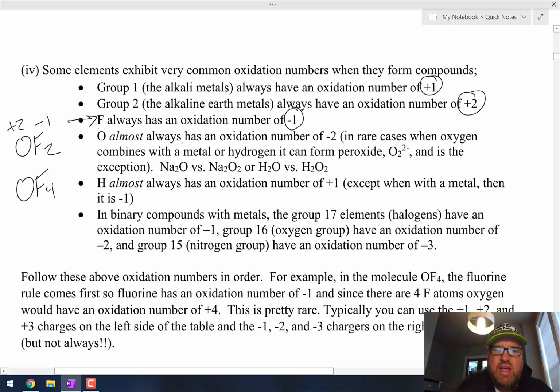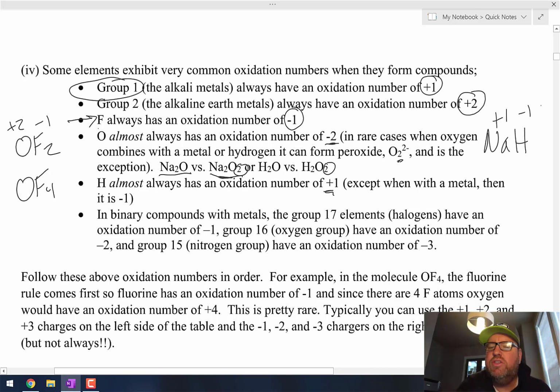Okay, oxygen has an oxidation number of -2 unless it's a peroxide. So like Na2O versus Na2O2. Anytime you see that O2 at the end, that's usually a good indicator that it's a peroxide. And then oxygen, because there's 2 of them, really has an oxidation number of -1. Okay, hydrogen is pretty much always +1 unless it's with a metal. So like NaH, remember that rule comes first. The sodium rule comes first, so that's +1. So hydrogen's -1. So when it's with a non-metal, basically, hydrogen is +1. When it's with a metal, it's -1.